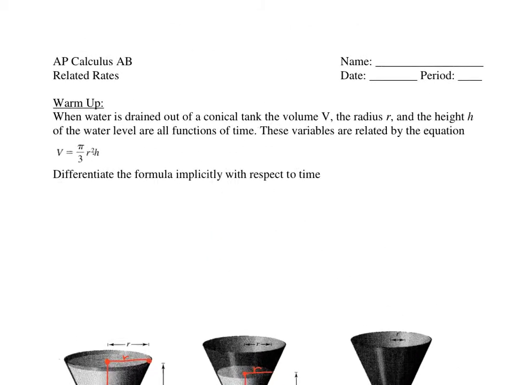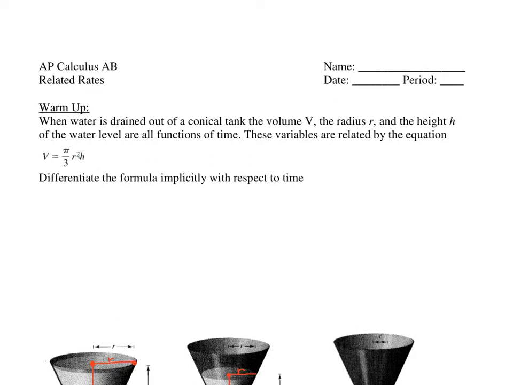We have some kind of a situation like the one we have here. We have water that's getting drained out of a conical tank. A conical just means cone-shaped. All right? A cone-shaped tank. The volume V, the radius R, and the height H of the water level are all functions of time. If we really looked at them all, we could look at V as a function of time. We could look at the height as a function of time, or the radius as a function of time.